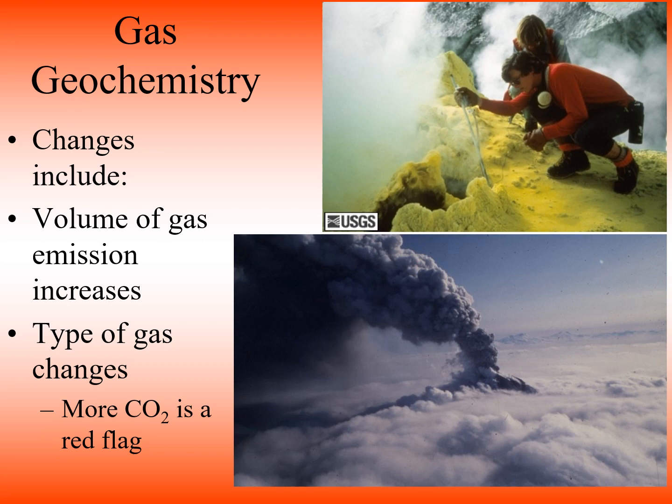You can get a change in the gas geochemistry. So that change includes the volume of gas being emitted and the type of gas. So you might be getting some sulfur dioxide, or maybe some oxygen being released in the form of water vapor. But once you start to see a lot of CO2, that tends to be a red flag that your volcano is probably about to erupt.